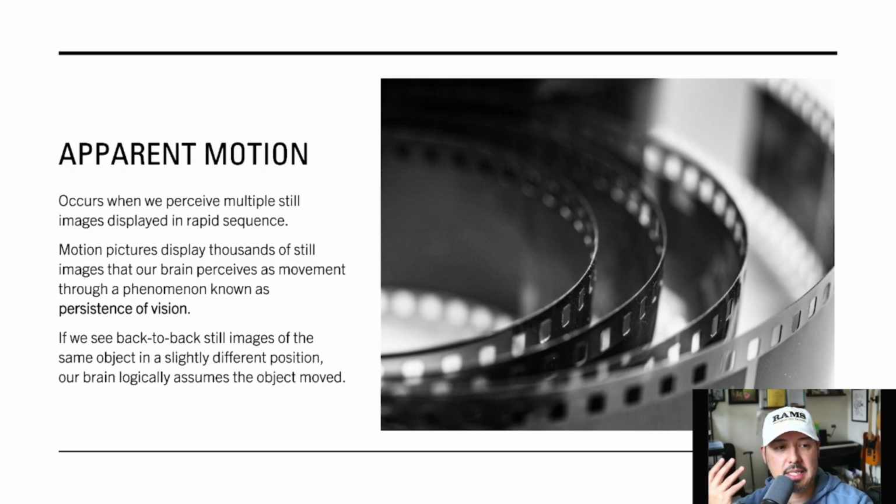We see back-to-back still images in a slightly different position, and our brain logically assumes that the object moved, right? If you see a man in this position, and all of a sudden he's in this position, and all of a sudden he's in this position, and all of a sudden he's in this position, you're going to assume that it's the same man moving his arms. Your brain is not going to assume logically that there are 5 different men, all with their arms in a different location. It's going to perceive that as movement.